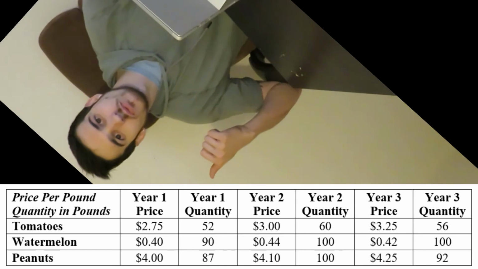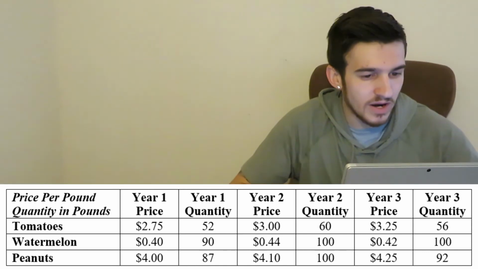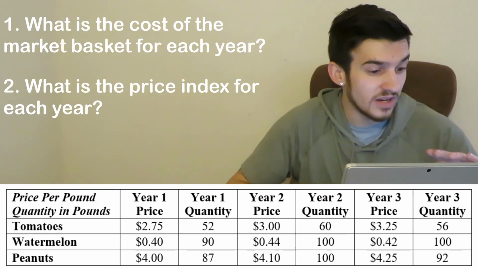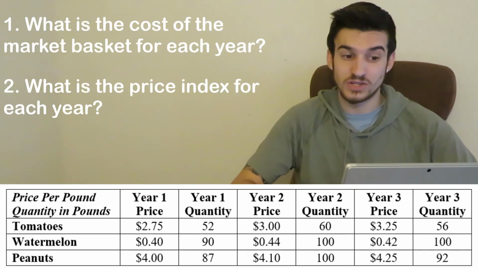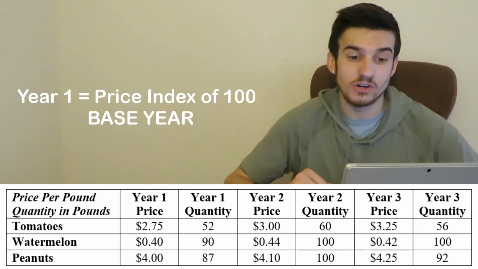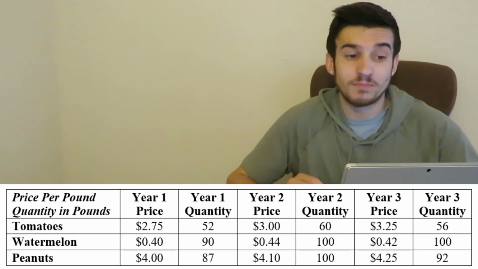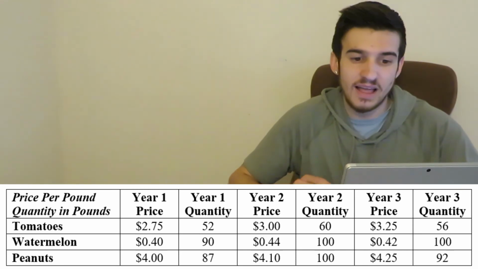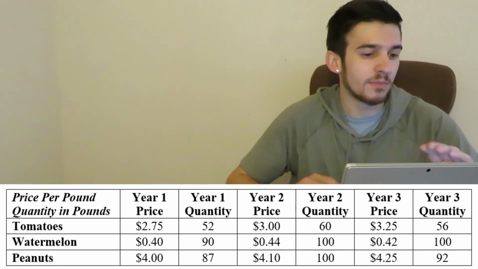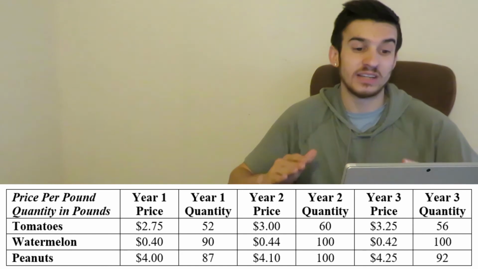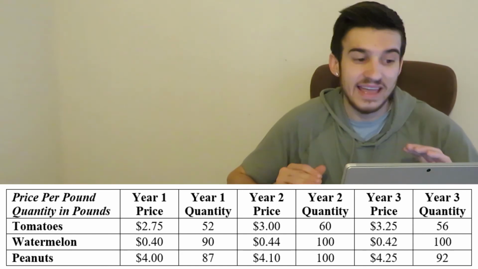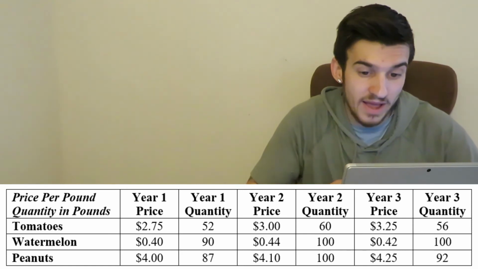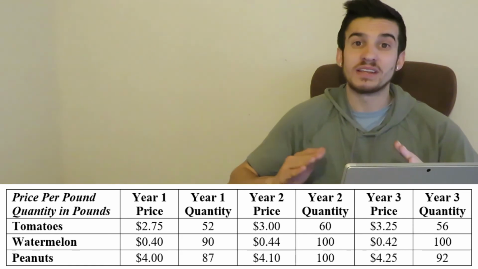I provided a table for you right here. Let's say this was an AP question and it asks you to figure out the cost of the market basket for each year as well as the price index for each year. Using year 1 as the base year, how would we do it? Well, first we're going to add up the total price of each year's market basket. We then multiply each item's quantity by the price and add them together to get the cost of each market basket. We then take the price of each market basket and divide it by the base year's market basket of year 1 to get our price index value.